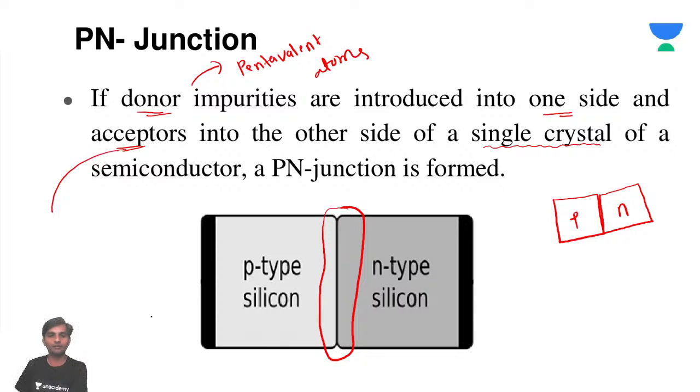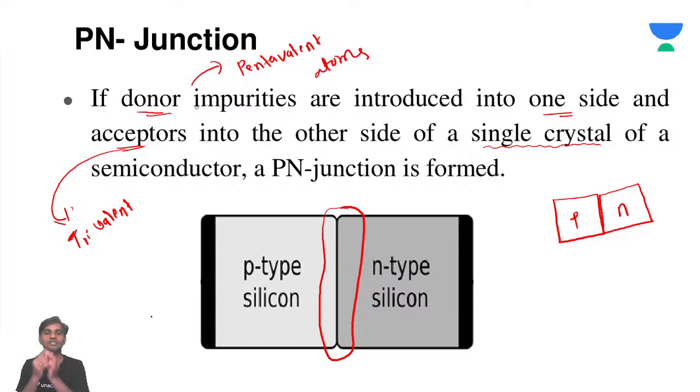What are acceptor impurities? Acceptor impurities are trivalent. So on one side of the given semiconductor crystal, you will pour donor impurities, and on the other side, you will pour acceptor impurities. Now, at the center, there exists something called the junction.